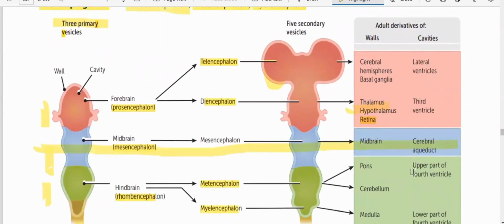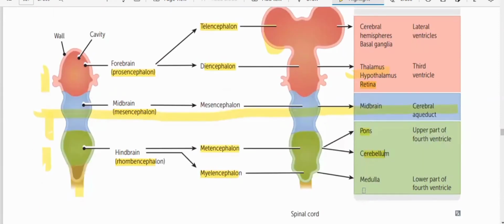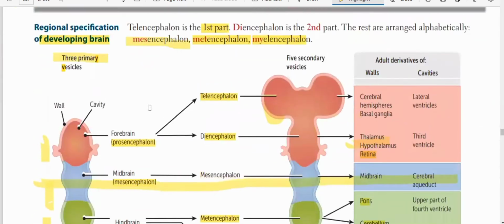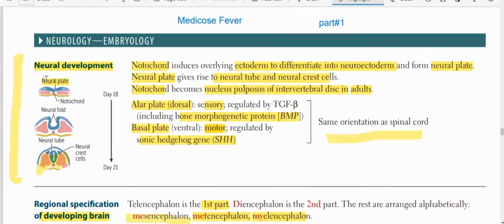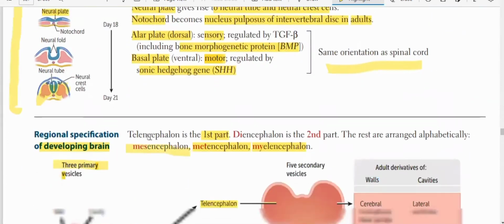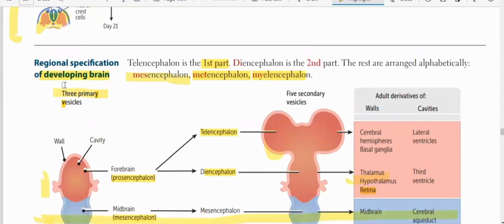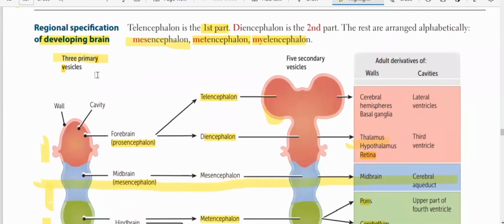Mesencephalon. Metencephalon is mainly the formation of the pons and the cerebellum. Then myelencephalon is the formation of the medulla. That is the regional classification of the developing brain. We have discussed neural development, notochord formation, then the notochord changing into the neural plate, then the neural tube and neural crest cells, the alar plates and the basal plates, and then the regional classification of the developing brain.